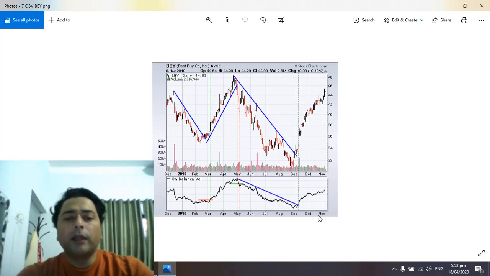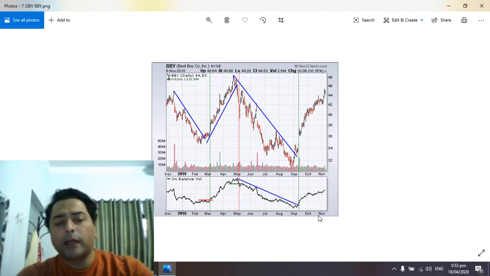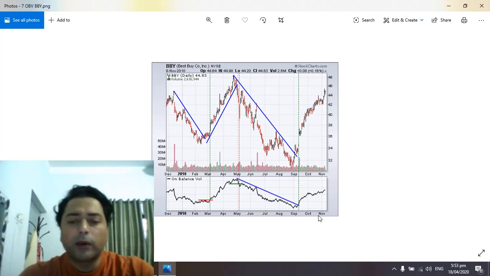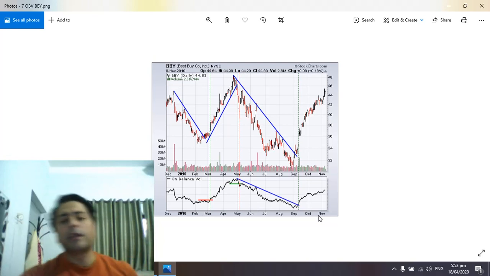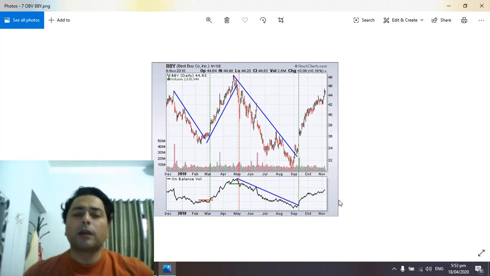Then again OBV starts a breakout, and from May to September the price starts to fall and OBV is also in a downward trend. And from September to December the price is also going up and is accompanied by the OBV line.